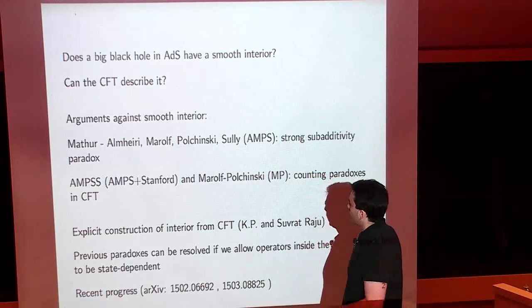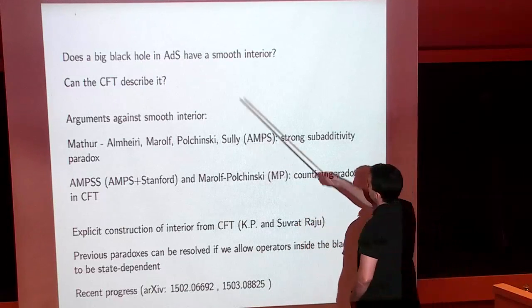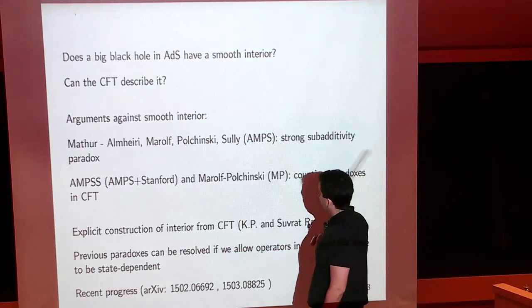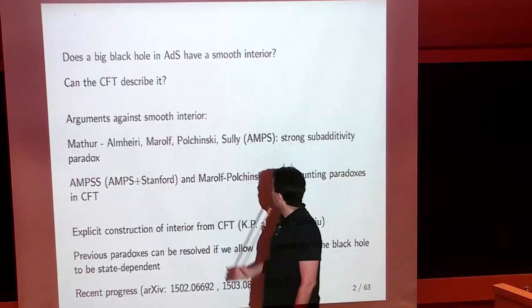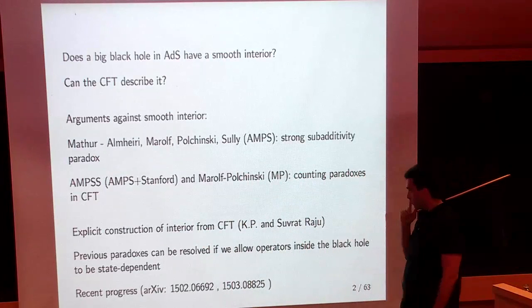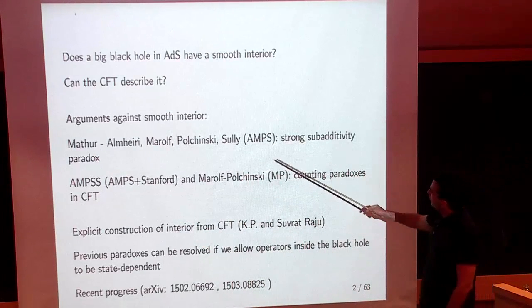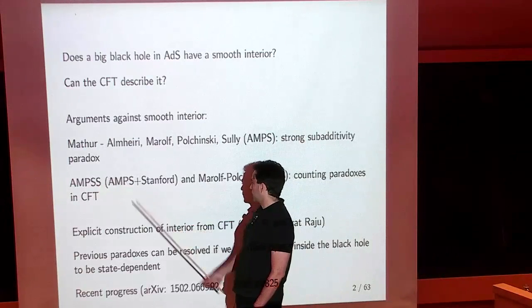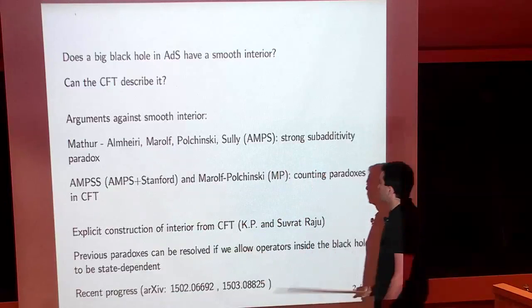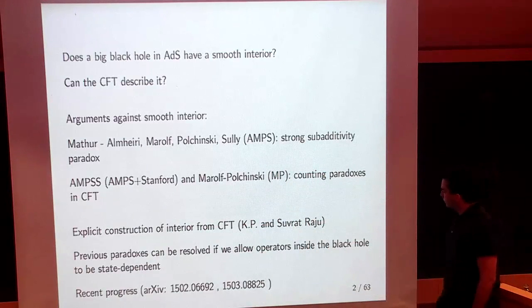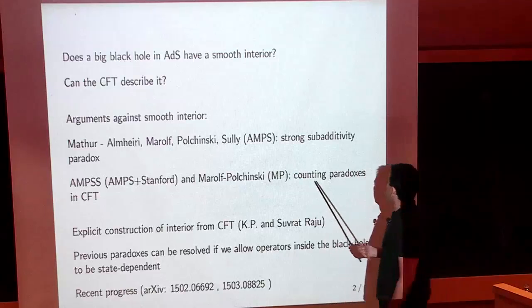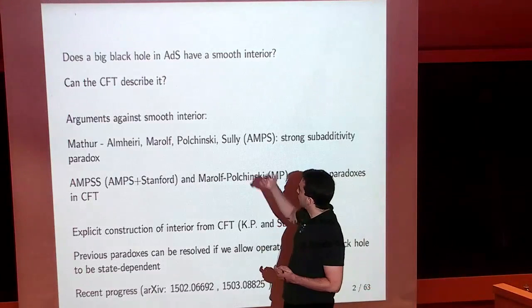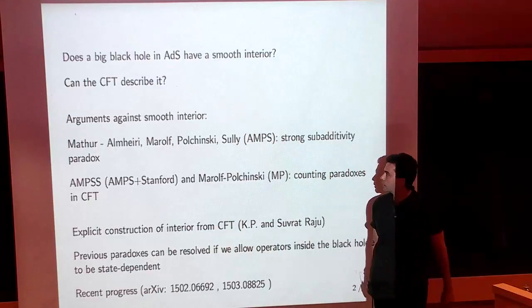But we have seen arguments in the last years which speak against this, the smooth interior for a big black hole. One of them is the strong subadditivity paradox, which was pointed out by Mathur and the AMPS collaboration some time ago. And perhaps more relevant for the AdS black holes, the arguments which have been developed in the paper by Marolf and Polchinski, and another paper by Don and Zhou, where specific counting paradoxes were formulated, which seem to suggest that it is impossible to have a description of the black hole interior in AdS/CFT.